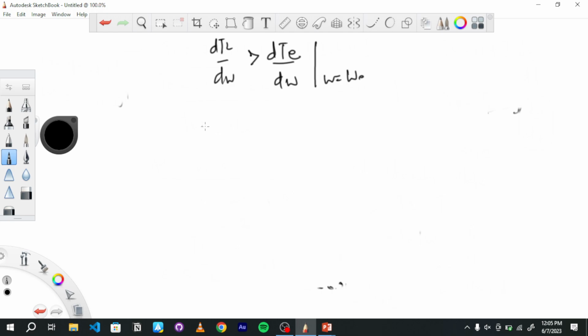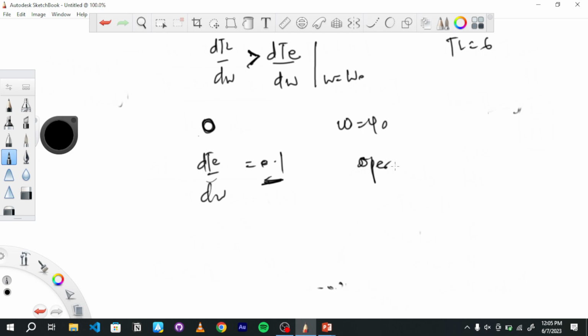Now for the first case, let me find dTE d omega. The dTE d omega here is 0.1, and 0.1 is bigger than 0, which means dTL d omega is smaller than dTE d omega. So the first one, which corresponds to when the speed is 40, the operating point is unstable. That's the first case.